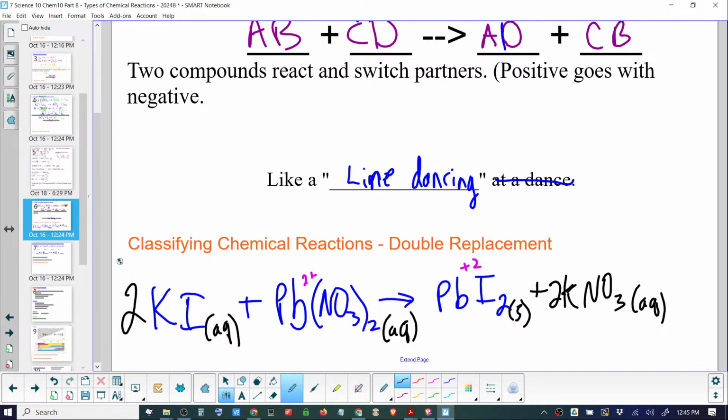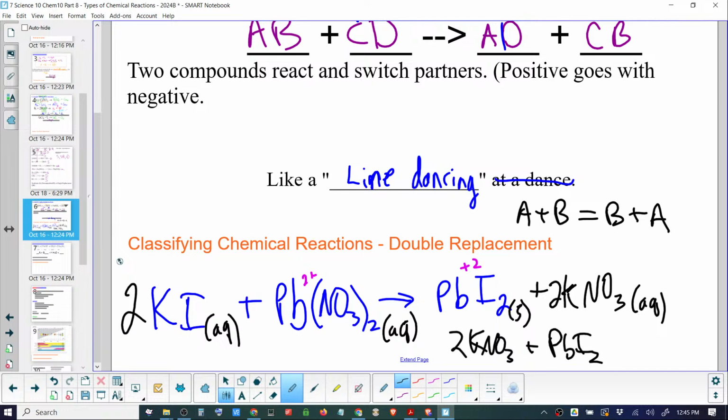Does it matter which one of these comes first? Yeah, no. Plus sign. You could write this 2KNO3 plus PbI2, because A plus B equals B plus A. If you have a plus sign, it doesn't matter which order it is on either side of the plus sign.